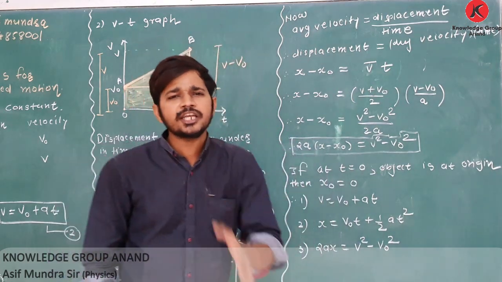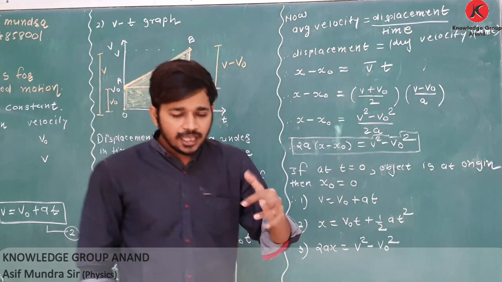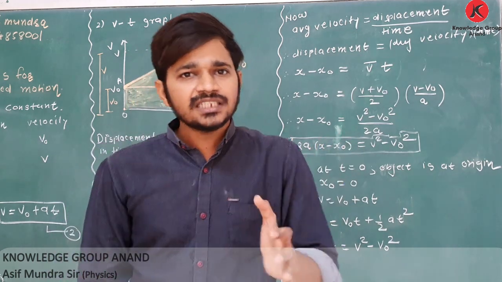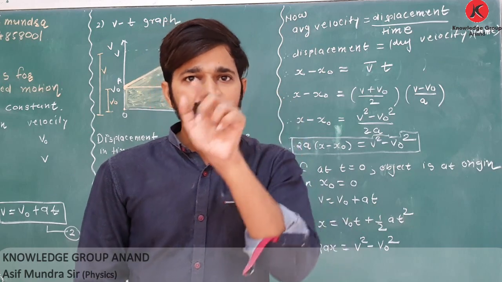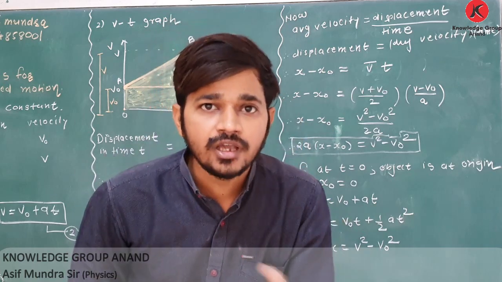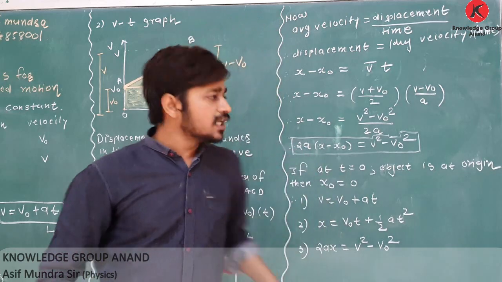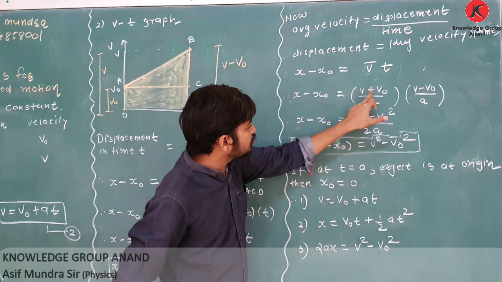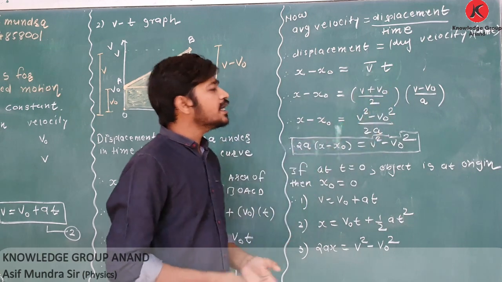Students, you already know how to find average. If I say how to find the average of 5, 10, 15, then yes, you will do 5 plus 10 plus 15 divided by 3. So it is the same way to find average. Similarly here, how to find average? It is final velocity plus initial velocity divided by 2.